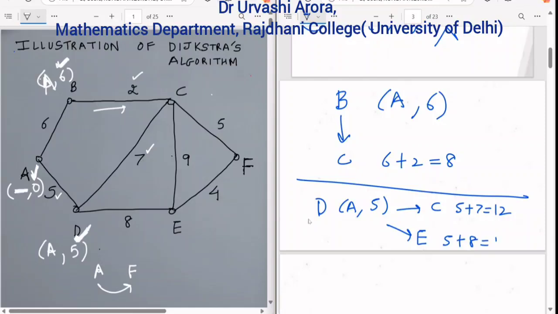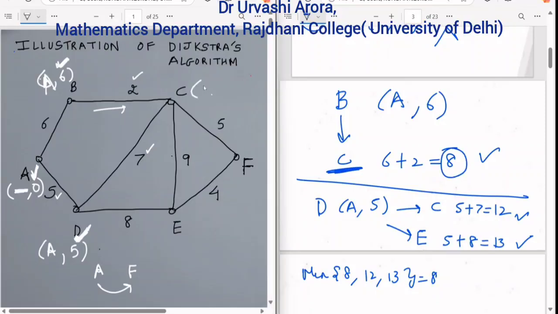So there are three numbers that we have got, 8, 12, and 13, and we have to find out their minimum. So the minimum of 8, 12, and 13 obviously comes out to be 8. So this means that the minimum is occurring at 8. So C is the next vertex which receives a label, and the label will be of this form: something, comma, something, and the second component of this ordered pair is going to be 8, and this label which C is receiving is because of B, so we write B over here. So this step is complete.